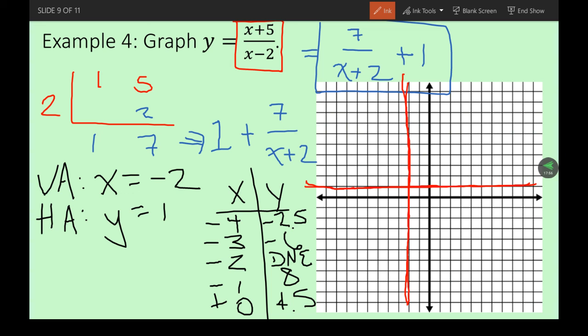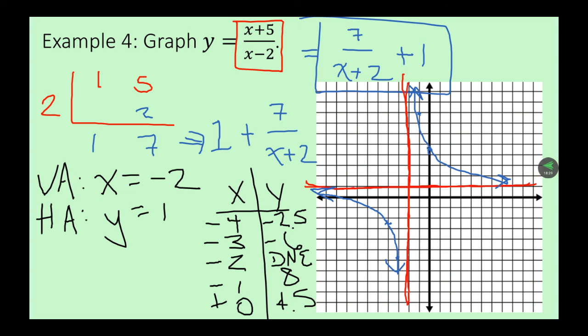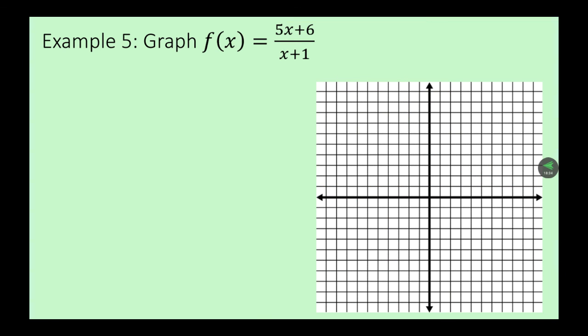So we had 0, 4.5, negative 1, 8. So that's going to be sort of a fatty. Then we have negative 3, negative 6. And negative 4, negative 2.5. So that's also sort of a wider hyperbola. And there we go. Sound good? Maybe, maybe not. That's okay. We can try one more together.